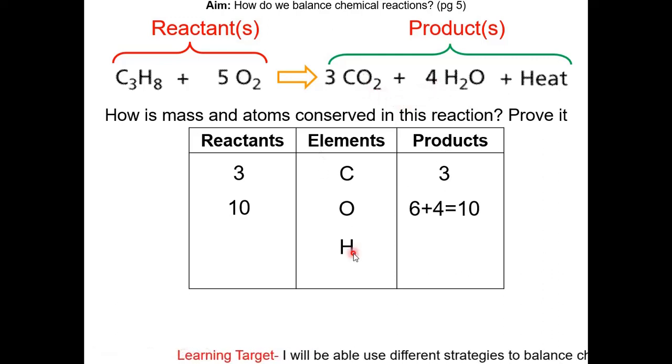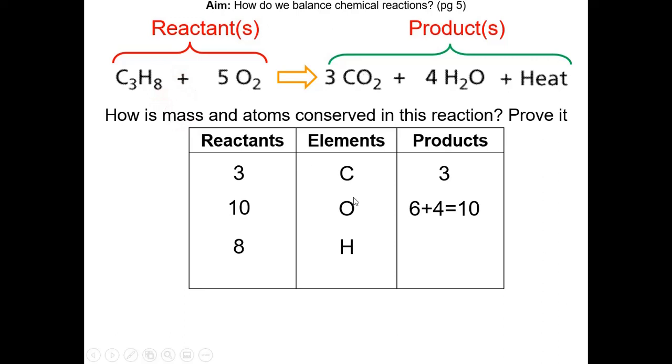How many atoms of hydrogen on the reactant side? I see 8. How many hydrogen atoms on the product side? So 4 times 2 is 8. So notice that the number of atoms of each element on the reactant side is equal to the atoms of each element on the product side. Therefore, the law of conservation of mass and atoms is conserved in this reaction.